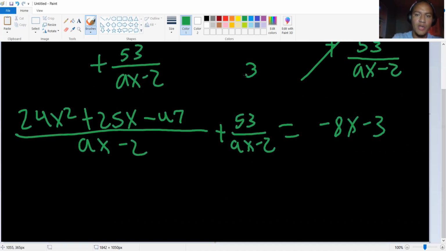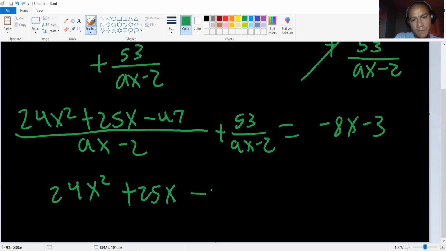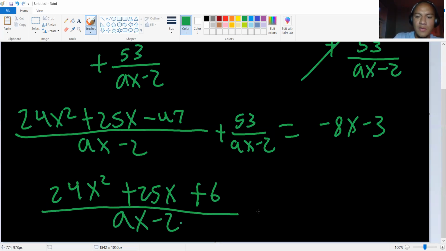It's like adding 3 over 5 plus 4 over 5. It's like adding 3 slices of key lime pie to 4 slices of key lime pie that are equally cut in fifths, and you get 7 slices of fifths, basically. Anyways, when you add that, you end up getting this 24x squared. Let me make that into a 4. Plus 25x plus 6 all over ax minus 2 equals negative 8x minus 3.